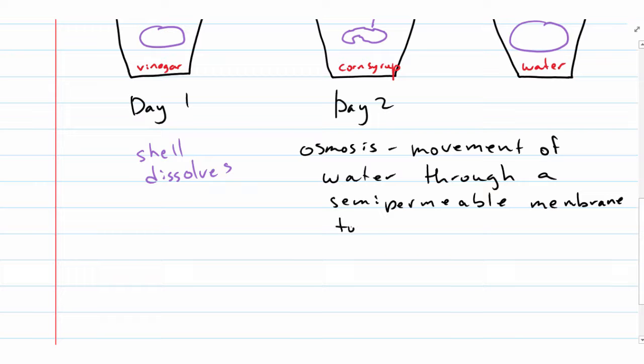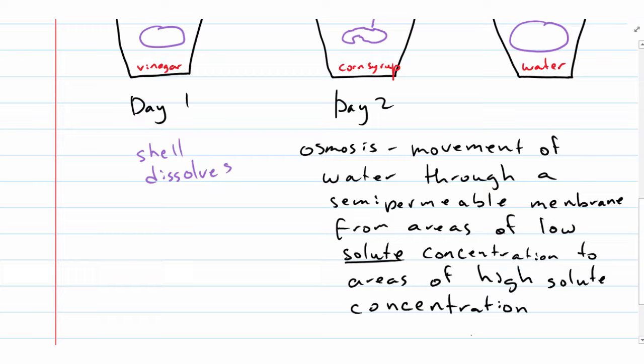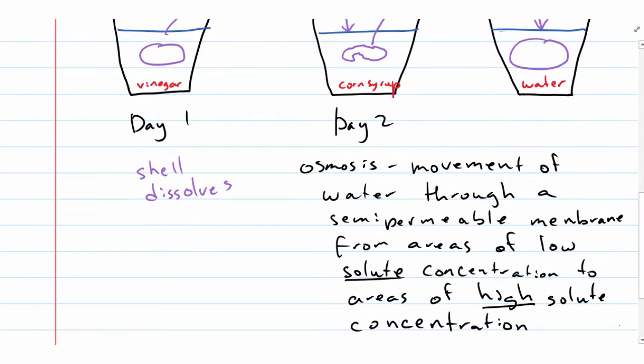Chemists, though, say it like this. We say that it is from areas of low solute concentration to areas of high solute concentration. Biologists simply use the word concentration, but what they're really referring to is the concentration of the water. But when chemists talk about concentration, we always talk about it in terms of the solute.